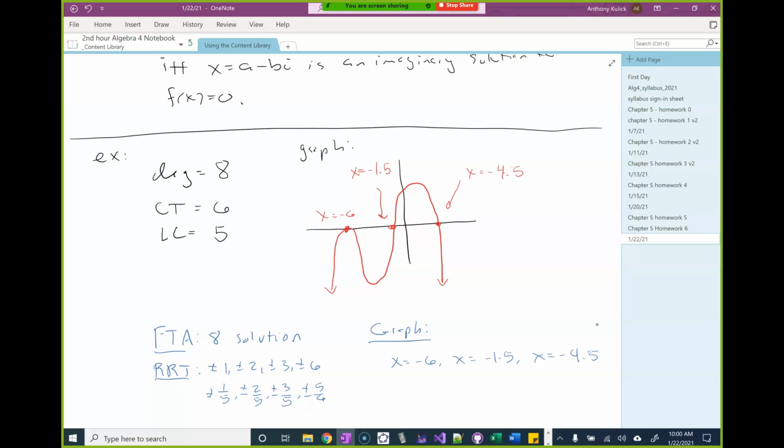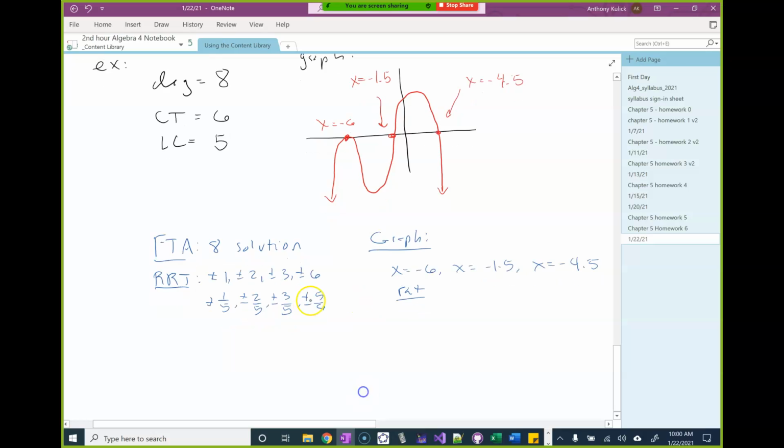Is -1.5 on that list? No, right? It would have to be one of these fractions, and all the fractions are less than 1. Everybody agree with that? Since it's a decimal, we know it would have to be a fraction from that list, and all those fractions are too small. So that didn't do that. Likewise, the 4.5 would have to be irrational for the same reason, right?